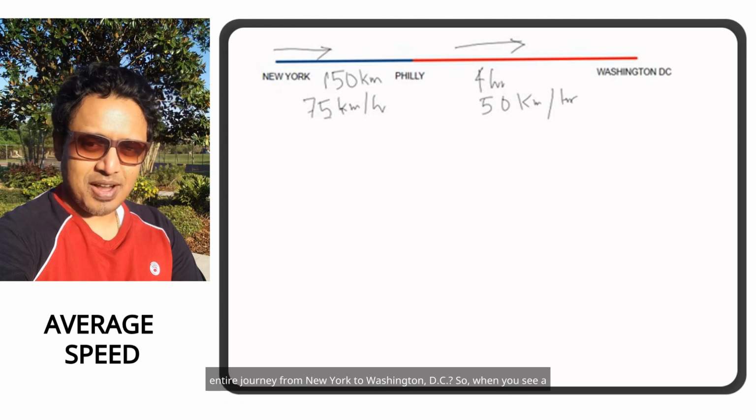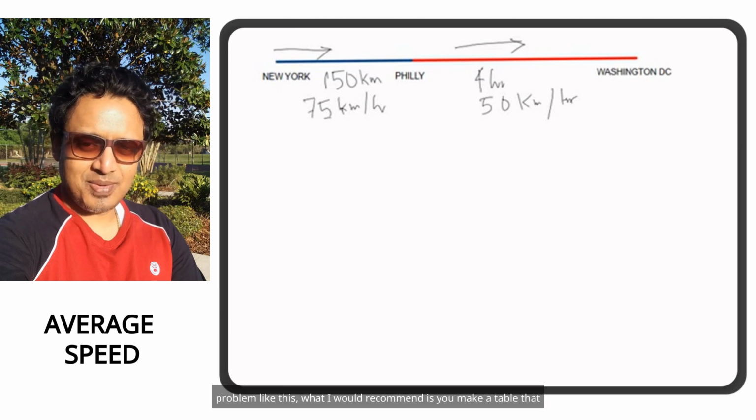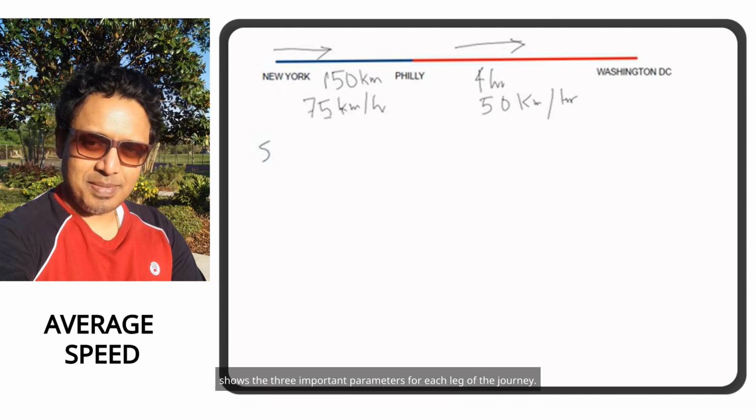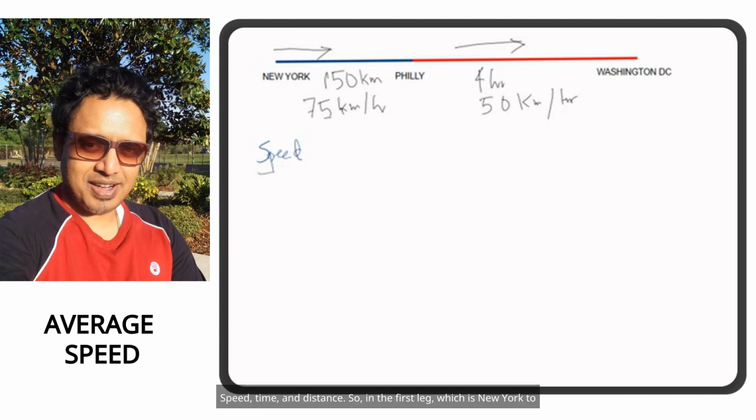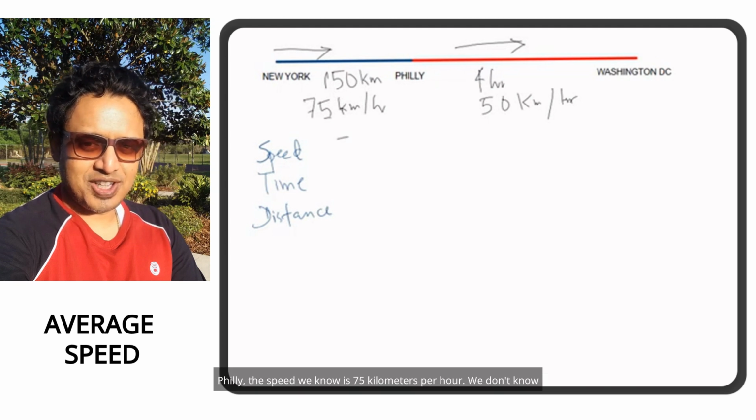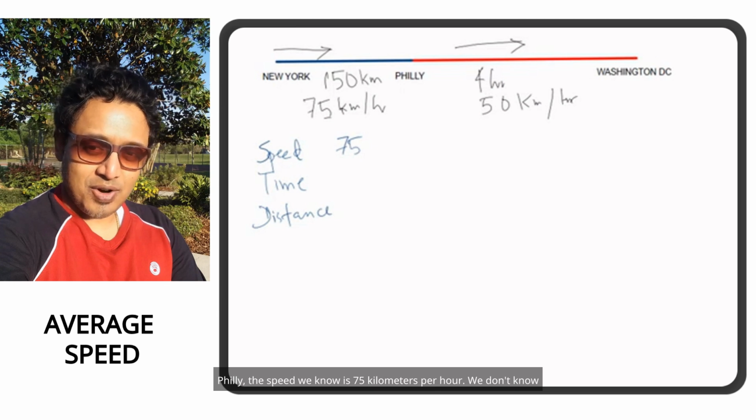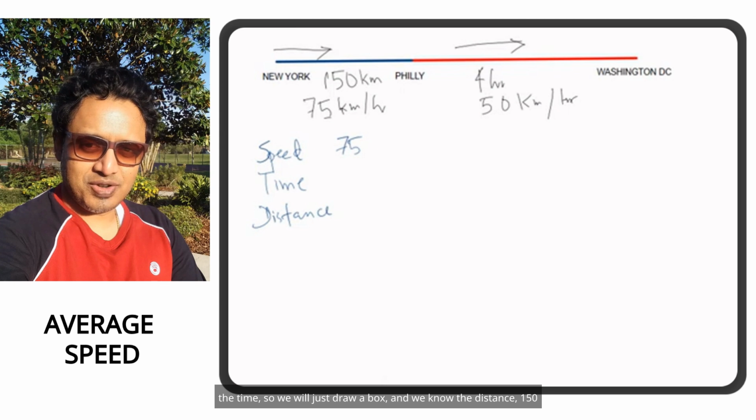So when you see a problem like this, what I would recommend is you make a table that shows the 3 important parameters for each leg of the journey: speed, time, and distance. So in the first leg, which is New York to Philly, the speed we know is 75 kilometers per hour. We don't know the time, so we will just draw a box. And we know the distance, 150 kilometers.